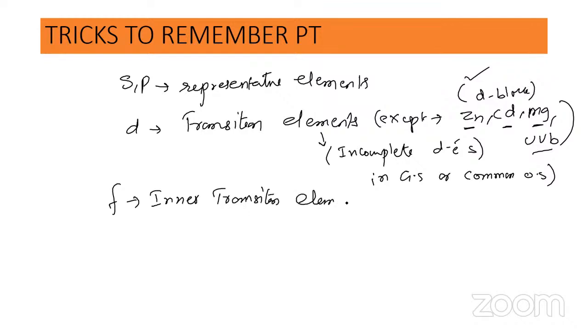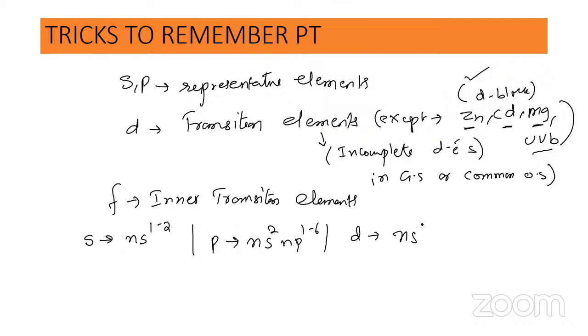We'll study them separately. Most important: for S block elements, the general electronic configuration is ns1-2. For P block elements, the general electronic configuration is ns2 np1-6. For D block elements, ns2 (n-1)d1 to 10.